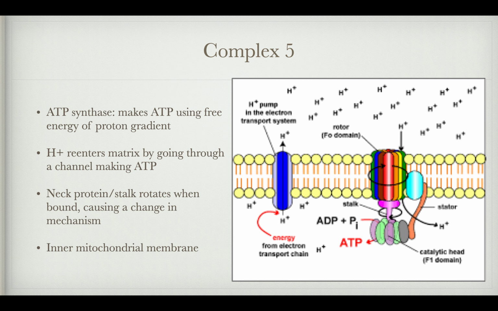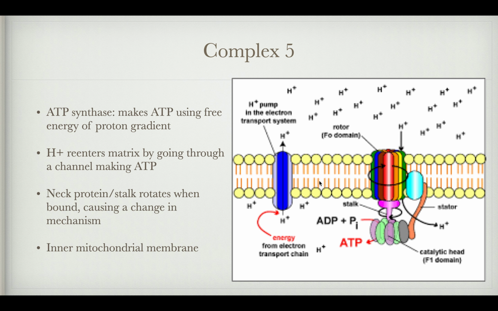Right, so how do we do that? This is the final complex, complex 5, also known as ATP synthase, and that will make the ATP using the free energy of the proton gradient. So the pressure, if you can think about it, is quite high right now. Of course, the body wants homeostasis, so it will want to diffuse in.